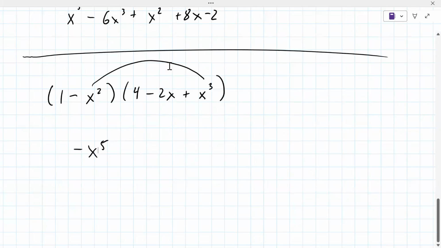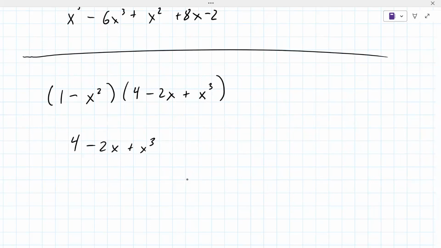So let me write this out here. Let me see. So you did really well on the last one. I'm surprised this one didn't get my right. So 1 time each of those on the right is 4. I'm sorry. Well, let me make sure. Did you do 1 times each of these, or did you do 4 times each of these? 1 times each. Okay. So 4 minus 2x plus x cubed.